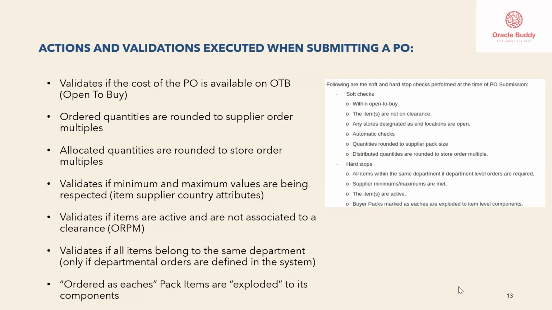So during the submission of a PO, it validates if the cost of the PO is available on OTB, order quantities are rounded to supplier order multiples, allocated quantities are rounded to store order multiples, validated if minimum and maximum values are being respected, validate if items are active and not associated to clearance, validate if all items belong to the same department, and orders as each are pack items are exploded to its components.